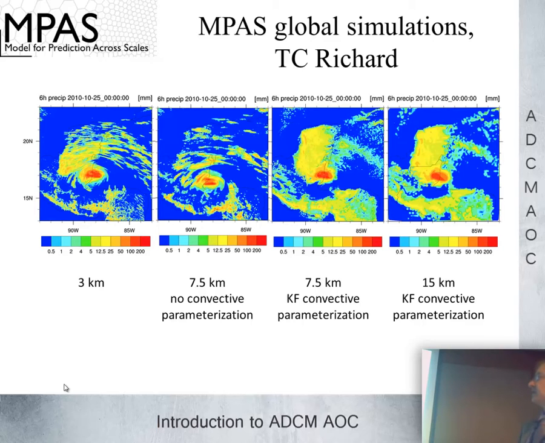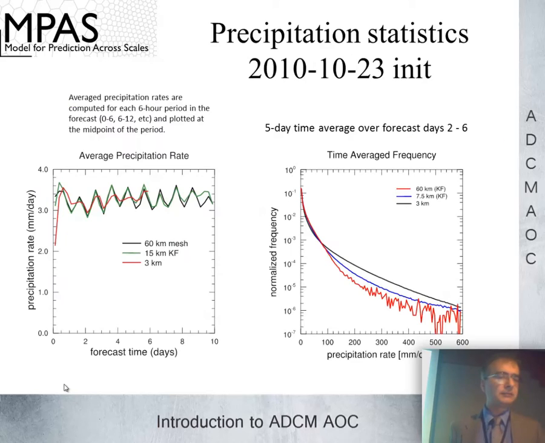So there's what we call a gray zone, where you're not quite completely sure whether you should use convection or a convective scheme or not. But when you get to 3 kilometers, you're starting to get back things that you probably would want to see. You don't need a convective scheme anymore at 3 kilometers. So that's the point of that slide.